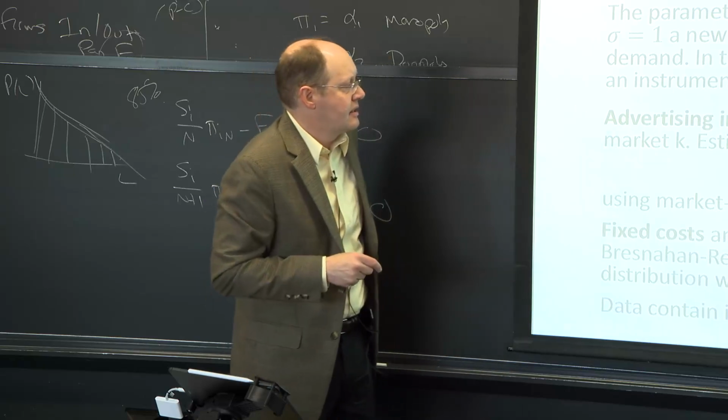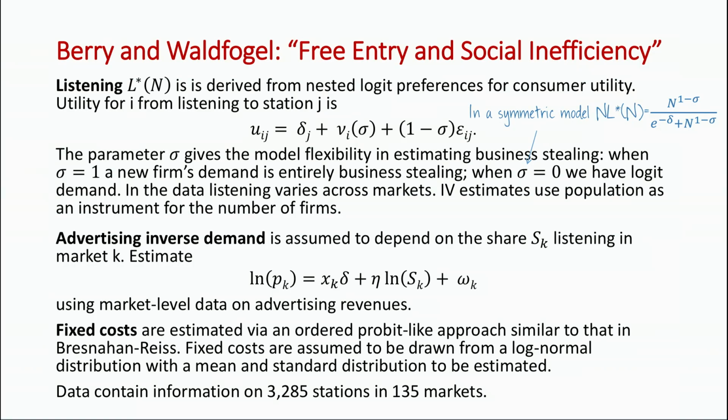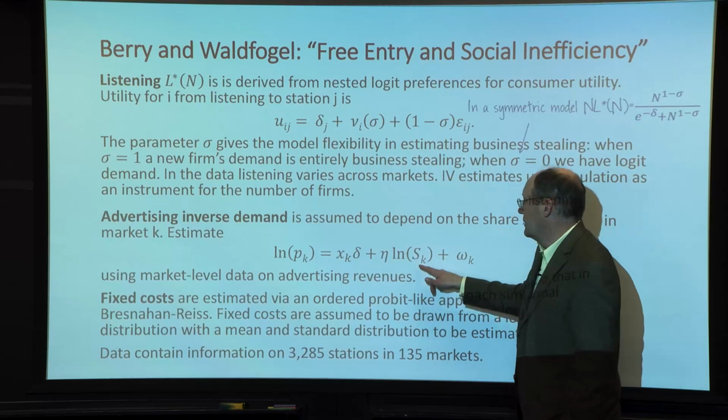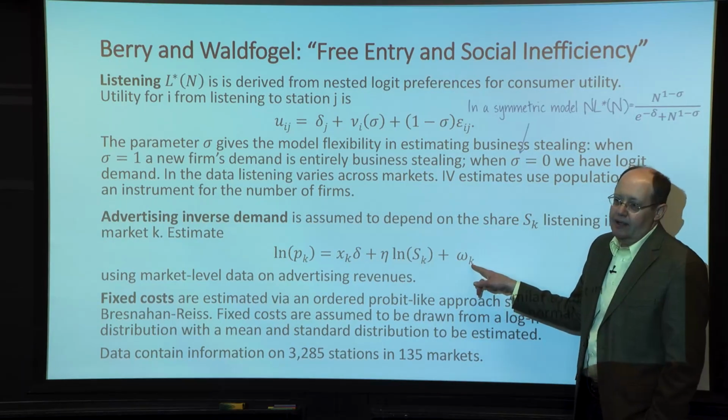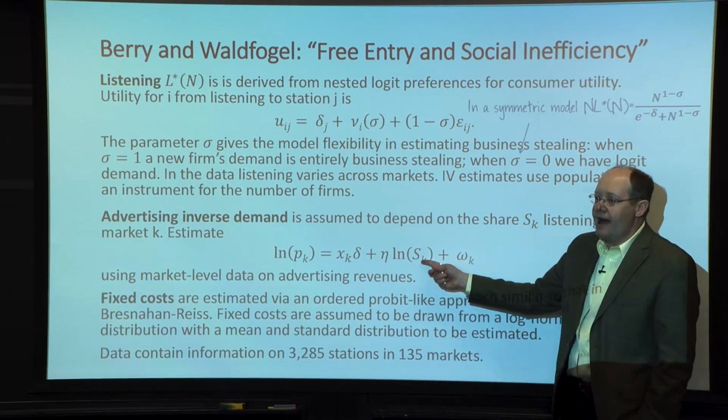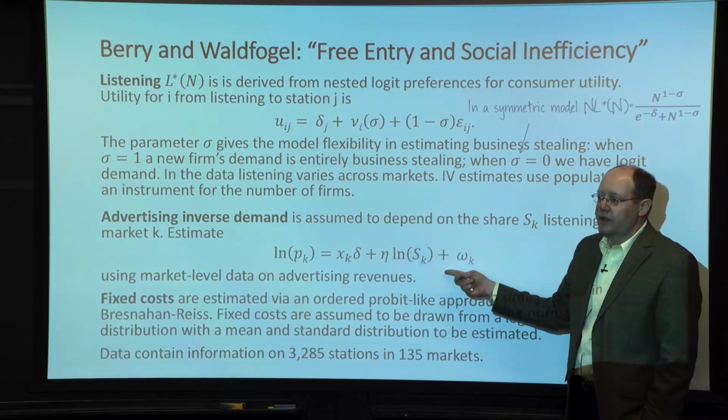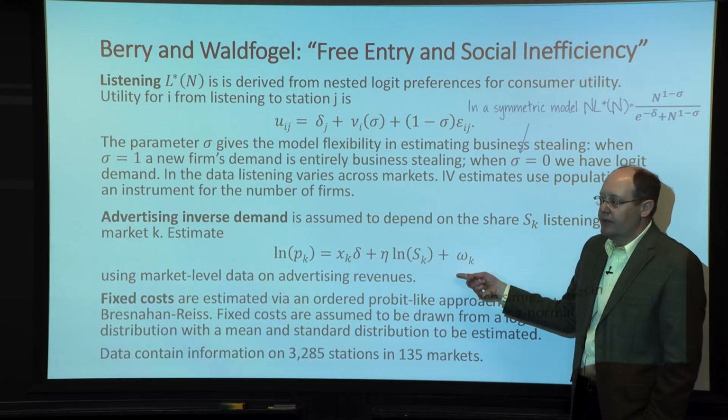Then the second thing they do is they want to estimate this downward sloping advertising demand curve. They're going to assume that the advertising prices depend on the share of people listening to the radio in market K. And so it's just the log of price of advertising in market K is equal to some characteristics of the city, plus something that lets you have a downward sloping demand in the number of listener hours that there are, plus omega k. So again, the idea is the more listener hours you have, the lower is the willingness to pay per listener hour for the commercials.